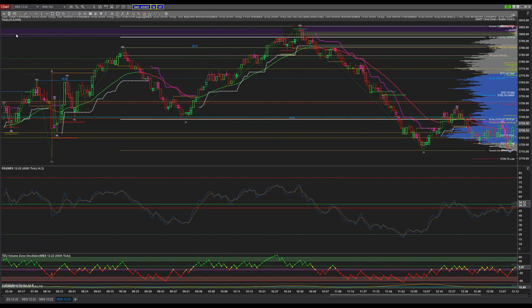Hang on. Let me get this. Oh, get my crosshairs here. Okay. Now I want you to look here. When the RSI crosses 52, look at the McGinley. Look at the color of the McGinley. Right, it goes green.